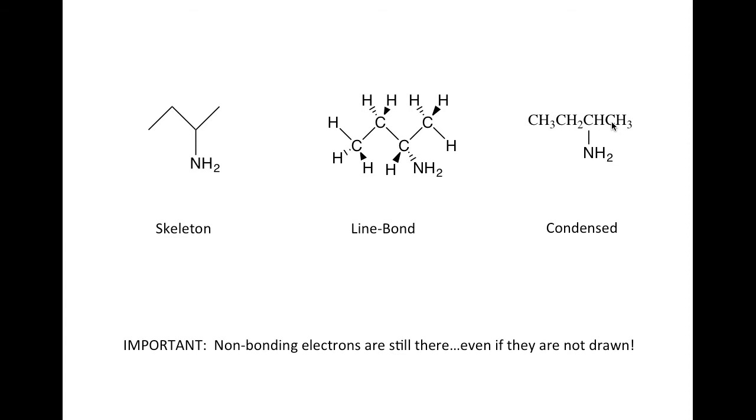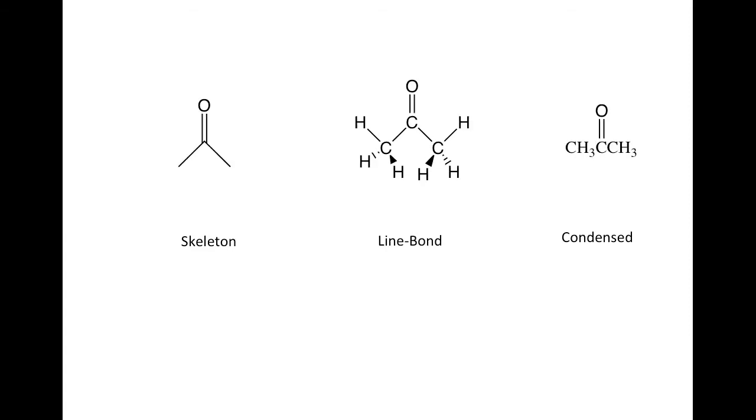An important thing to remember when you're talking about any of these structures is that non-bonding electrons are still there even if they're not drawn. So for example, in this particular structure, whether you're looking at any one of these 3, the nitrogen is going to have a pair of non-bonding electrons, and they may be shown or they may not be shown, but it's important that you know they're still there.